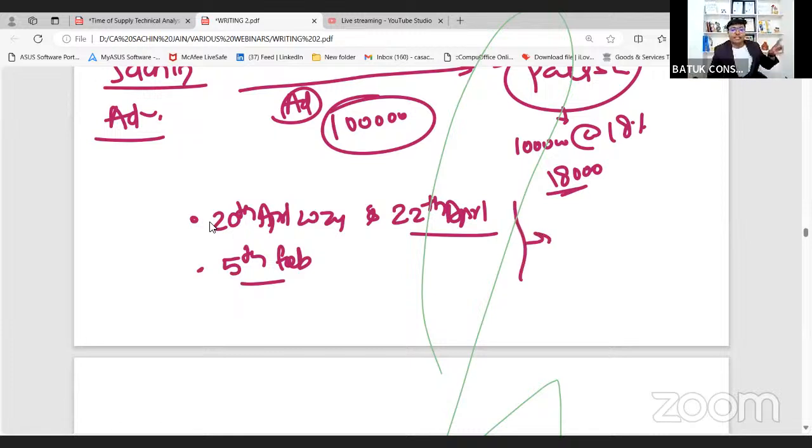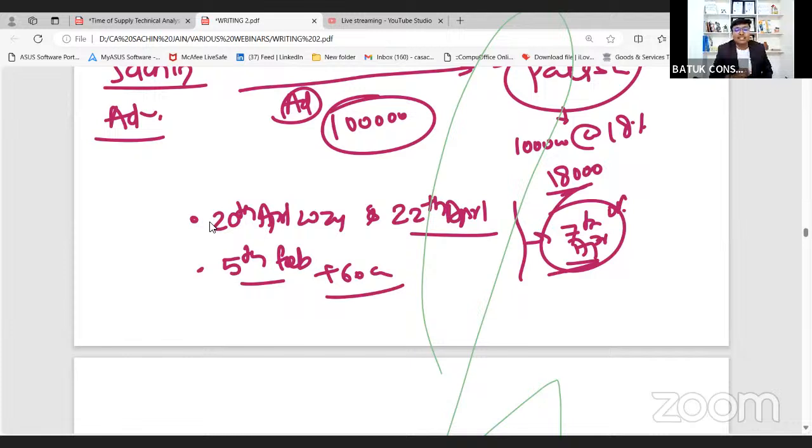So in this specific scenario, 5th Feb to 5th March, or 5th March to 5th April, and Feb is 29 days. So I may say 7th of April will be the 60 days, whichever is earlier. That means 20th April, 22nd April or 7th April. So 7th April will be treated as my time of supply, and accordingly when I file my return of April month, at that time I need to make the payment of the relevant taxes.